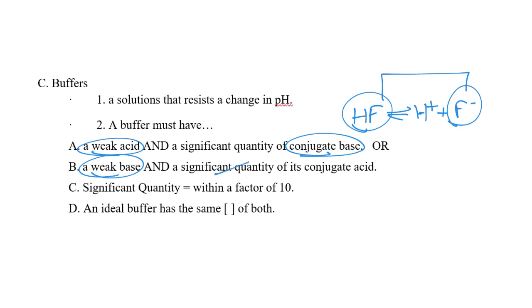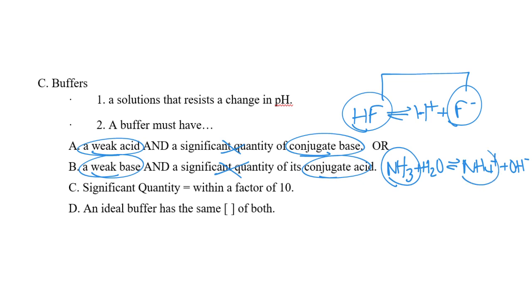You don't have to worry too much about what that means. If you're given a buffer problem, it's always going to be considered a significant quantity of its conjugate acid. So an example of that would be NH3. And then if I have water, I'll have NH4 plus and then OH minus. So in that buffer situation we would have NH3 and NH4 plus. Those would both have starting concentrations that weren't zero.